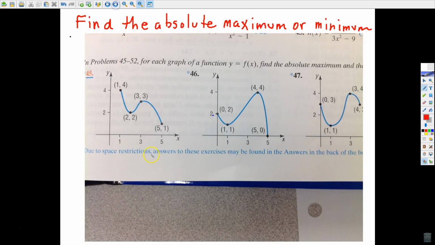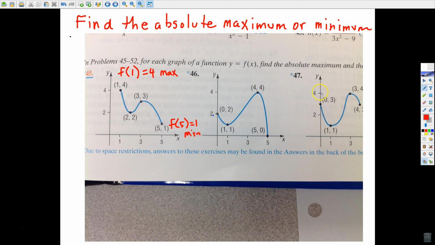All right, so moving right along, we're almost done with this video. Find the absolute maximum or minimum. Well, what we're talking about here is either the highest point or the lowest point. And for number 45, let's just take a look at that one. We have an absolute maximum at this point, 1, 4. We're going to express it like this. At f of 1 equals 4, that's our absolute maximum. At f of 5 equals 1, that's going to be our absolute minimum.